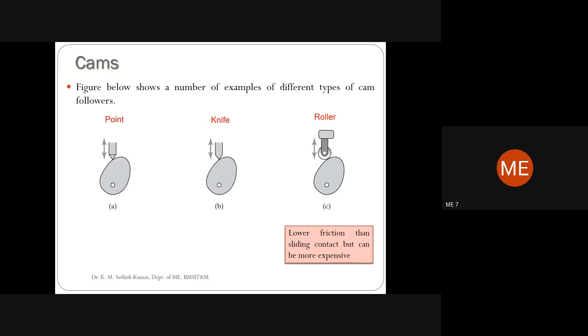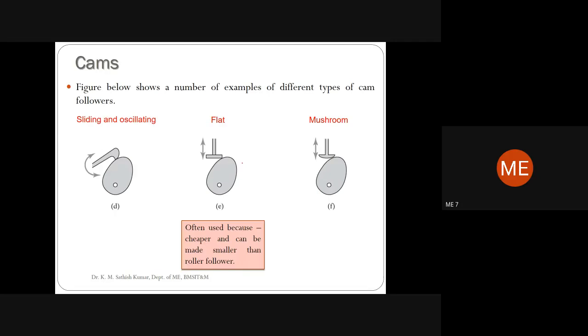In the case of reciprocating motions, that is in positive displacement pumps, we are going to make use of the knife edge follower. The knife edge follower basically gives you a rather smaller amount of contact compared to the point contact. So it is with respect to the amount of contact exerted between the follower and the cam profile that we make the differences between the point follower and the knife follower.